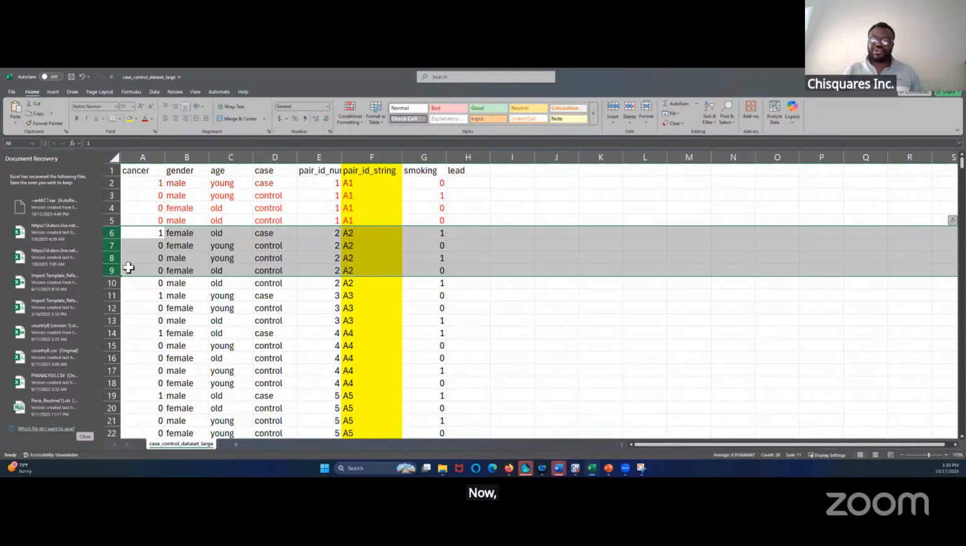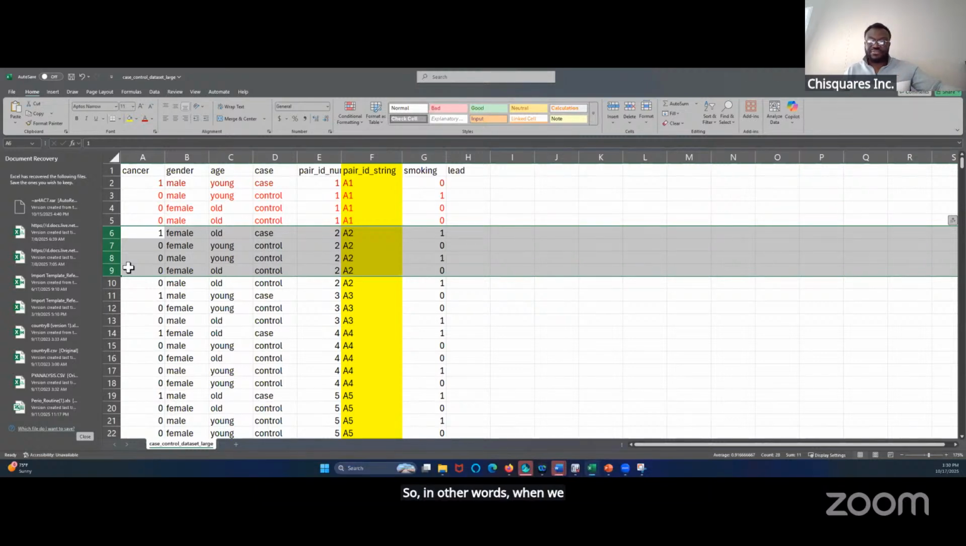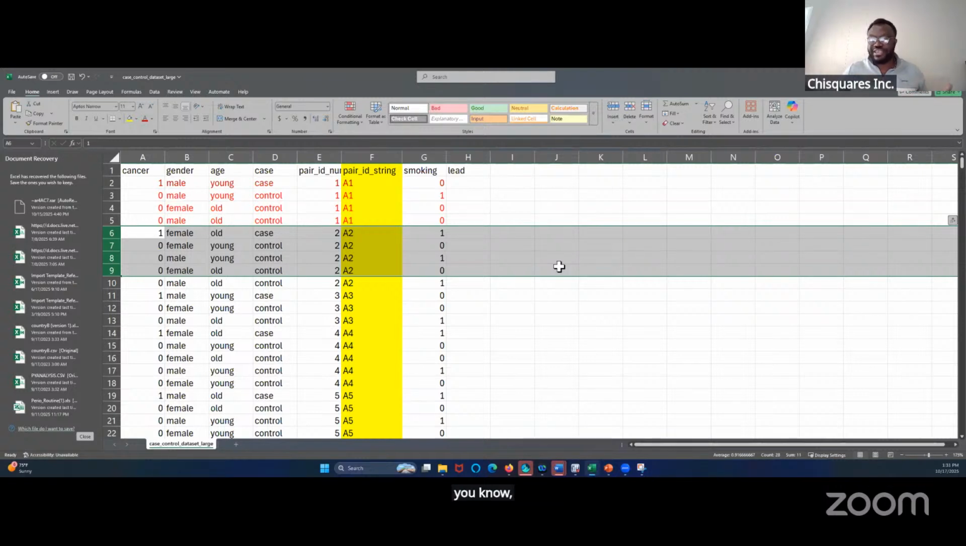Now, the second scenario you described was one where we had an unmatched case control study. In other words, when we find a case, we've not provided any matching criteria. We just identify another control without worrying about, say, whether the case is female or aged 3 to 5. In unmatched case control studies, all we do is specify our inclusion criteria, and that applies to both cases and controls. We say, for example, that the individual must be 3 to 5 years old, and they can be of any gender, and so on and so forth.